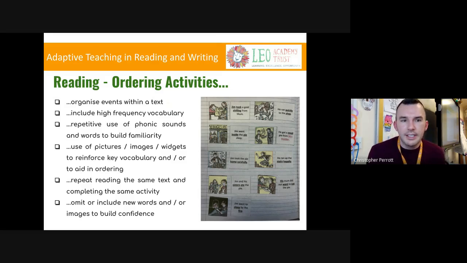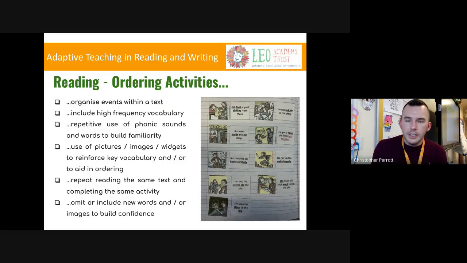Now, ordering activities is quite fun because, again, it develops high-frequency vocabulary. It's a repetitive use of phonics sounds, and it allows you to build familiarity. It's also quite nice because you can use it to match up with pictures, images, and widgets, and it helps reinforce those key ideas and vocabulary on the way. Because it's quite kinesthetic, children can move them around, they can change them up, they can think and talk and discuss those key symbols and signs when ordering those activities as well.